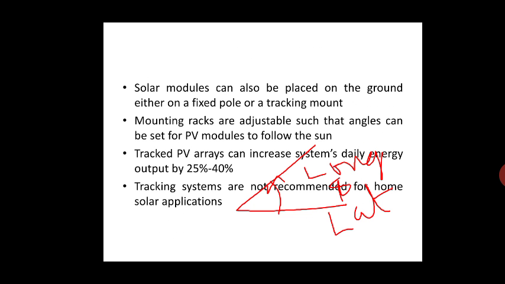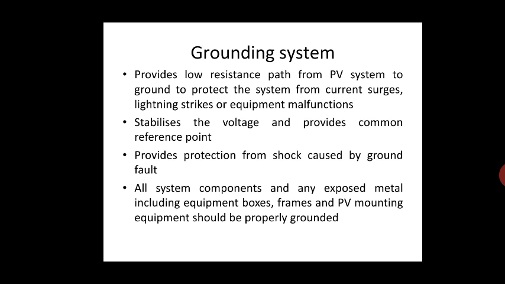Solar modules can also be placed on the ground or fixed on racking poles. A tracked PV array can increase the system's daily energy output by 25 to 40%. So if you are using a tracking system, it can yield up to 25 to 40% more electricity generation. However, tracking systems are not recommended for home solar applications.